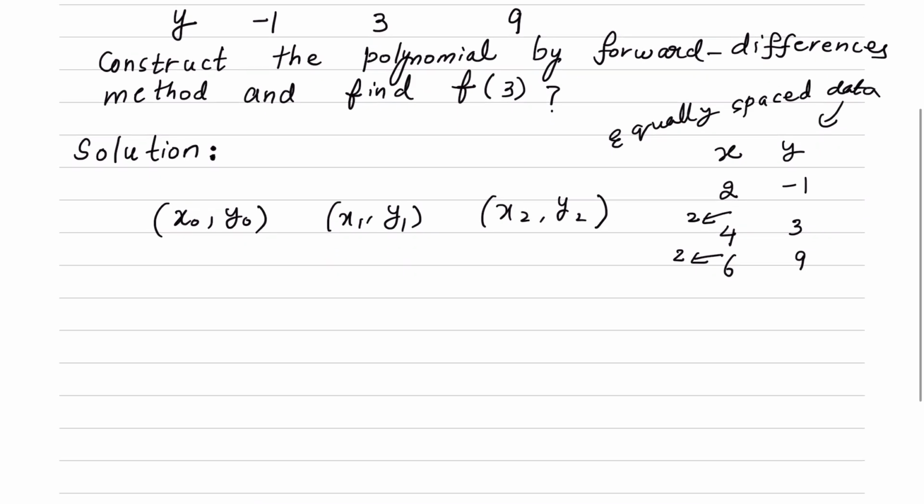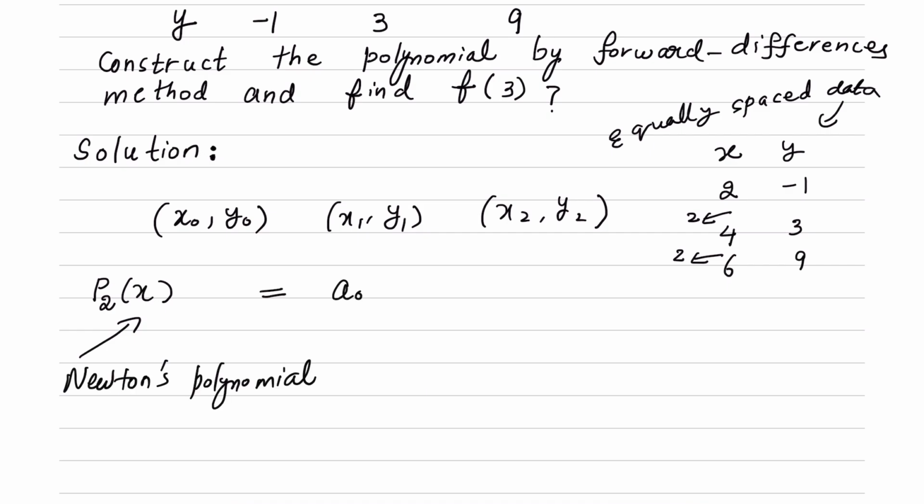To construct the polynomial using the 3 data points, we first write Newton's polynomial, which involves Newton's polynomial coefficients. For the 3 points data, the maximum degree of Newton's polynomial is 2. So we write P2 of x, which is A0 plus A1 times (x minus x0) plus A2 times (x minus x0) times (x minus x1).